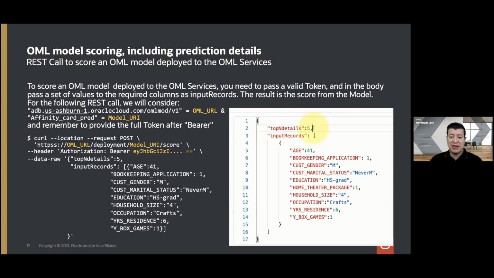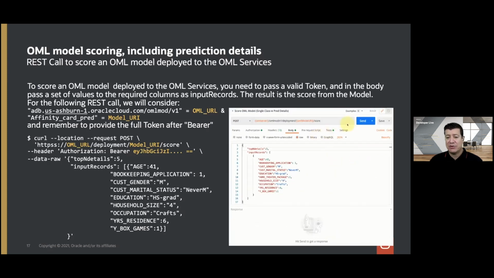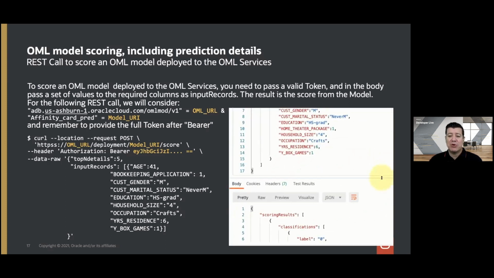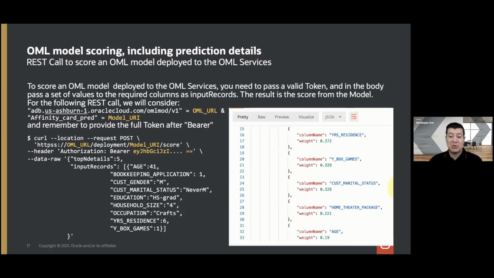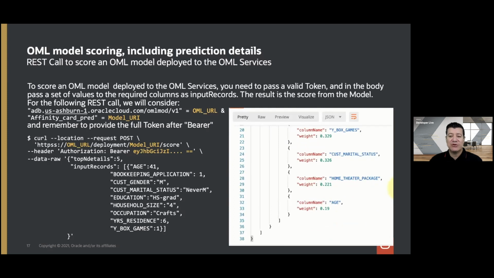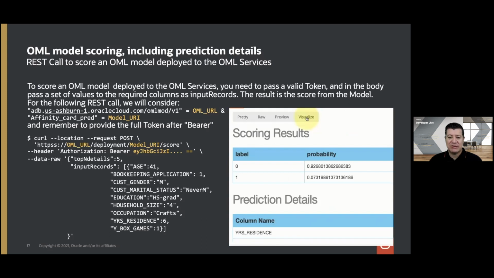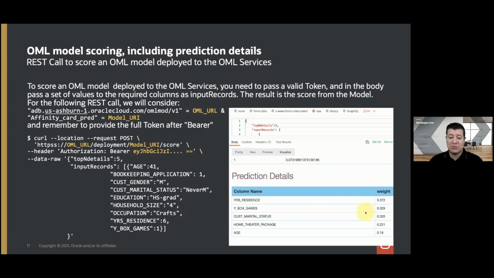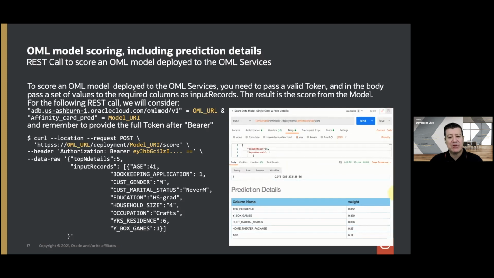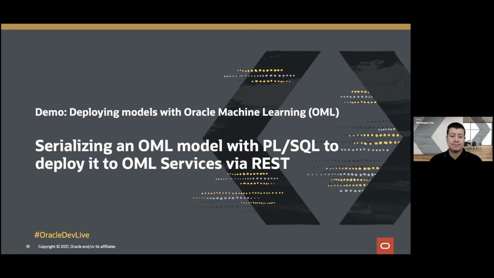And in here, I'm going to say top end details 5 on the right-hand side on the animation, because I want to see the top 5 most important elements to determine the classification, right? These probabilities that I was given back. So I see the weights of the attributes. And I can visualize those, and it can tell me, years of residence was the most important attribute on that customer, followed by Y box games and customer marital status. So those are the different things that I can see that affected that probability, right?